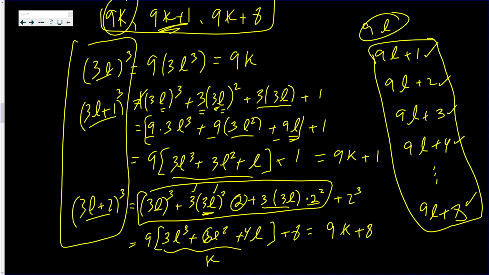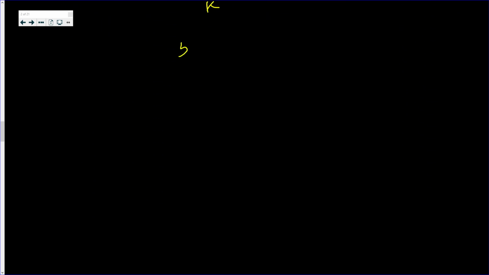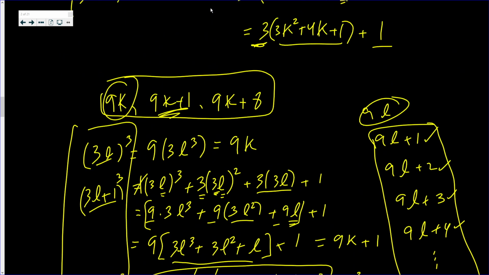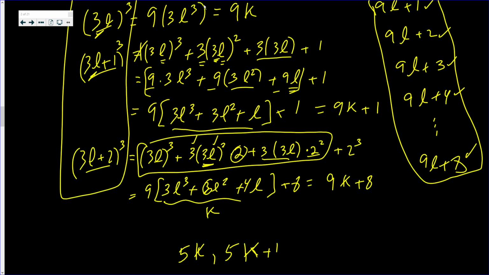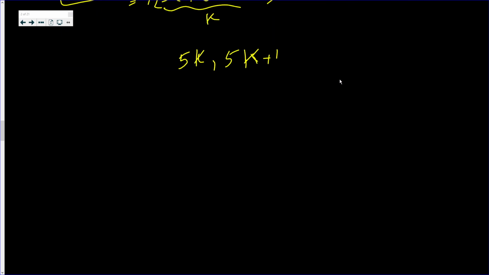Now, the next one, the fourth power of any integer is of the form 5k or 5k plus 1. Notice 9 was not prime. They keep talking about 9. So I thought maybe 3 would work. That is 3L plus 1. I meant to say 3L, 3L plus 1, and 3L plus 2. But 5 is prime. How unlucky.